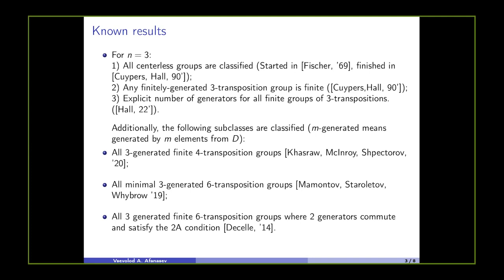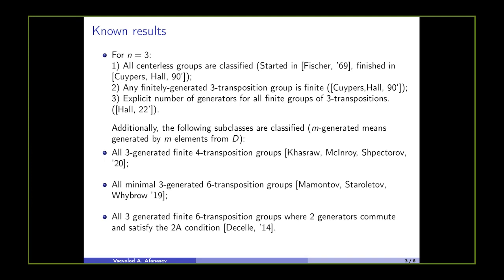So as it is said on the slide, the following subcases for greater values of n are classified. In particular, Pasrov, McInroy, and Spektorov classified all three generated finite four transposition groups. And Mamontov, Sarletov, and Wybrow classified all minimal free generated 6 transposition groups, with minimal being a rather restrictive property, which I will not elaborate upon for now.